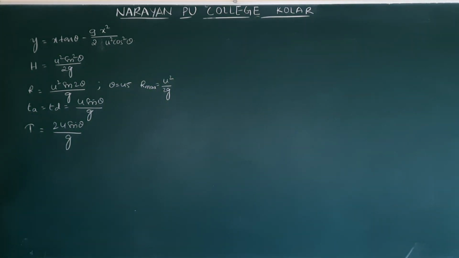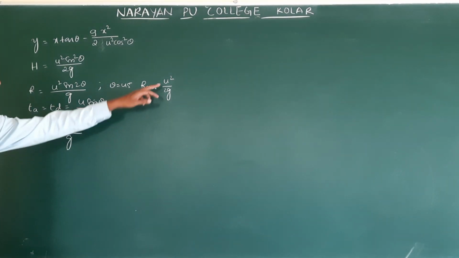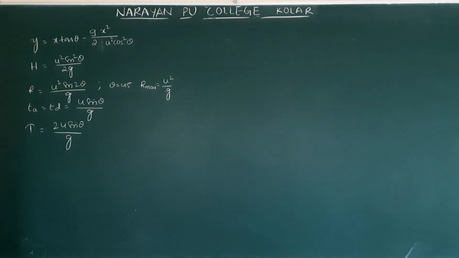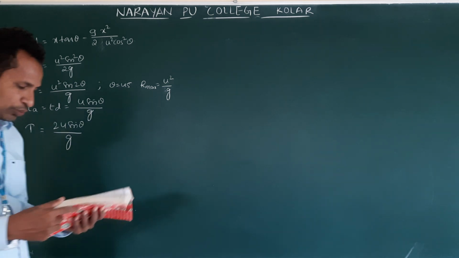Clear? This is a special condition, and the maximum range is u square by g, right? These equations we have seen. Okay. Now we will try problems on these formulas. Example problem.